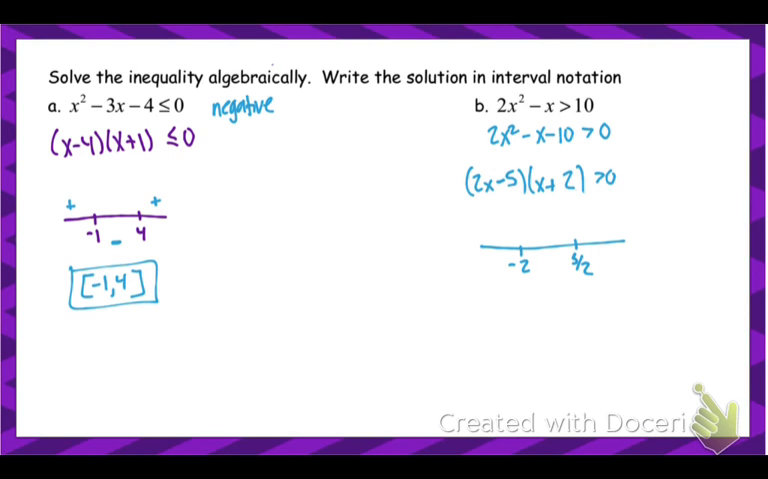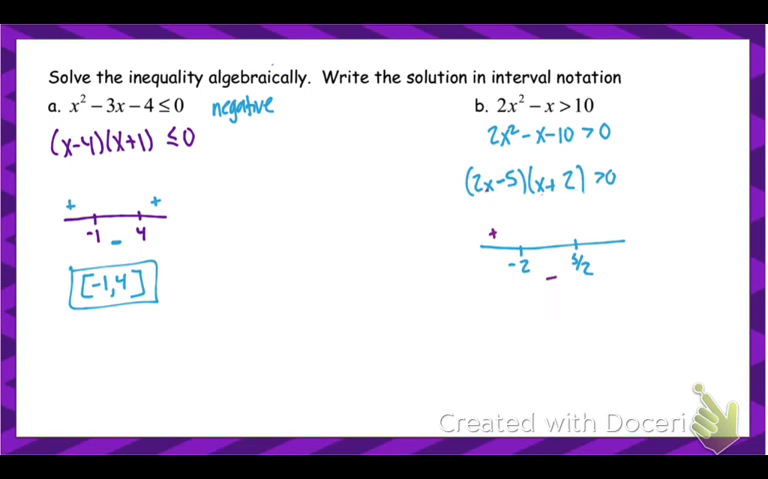So let's pick something in this region here to the left of -2. All right, so -3. 2 times -3 minus 5 is a negative number. -3 plus 2 is a negative number, and a negative times a negative is, in fact, a positive. So this region is positive. Something in this region, like 0. 2 times 0 minus 5 is a negative. 0 plus 2 is a positive. A negative times a positive is negative.